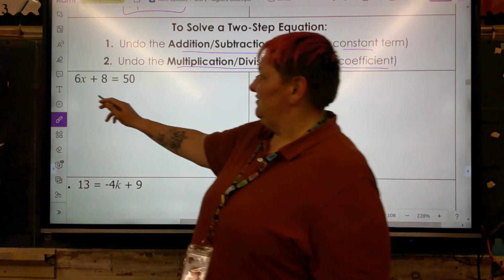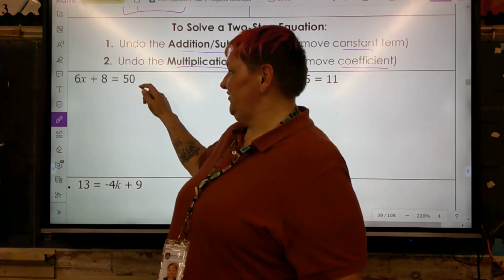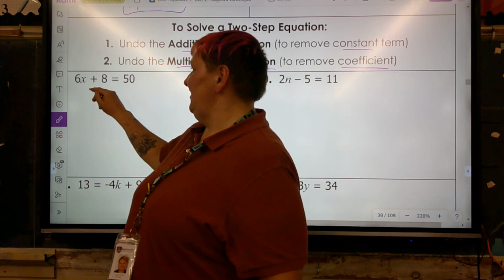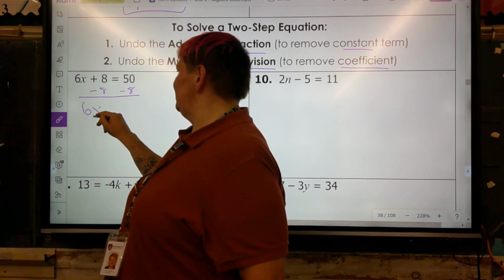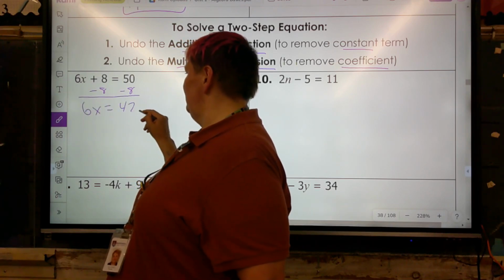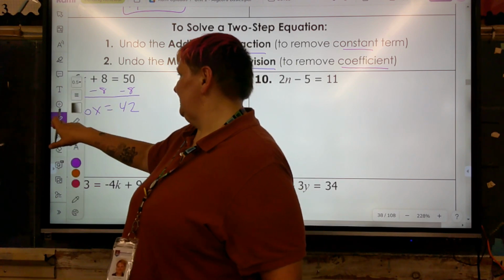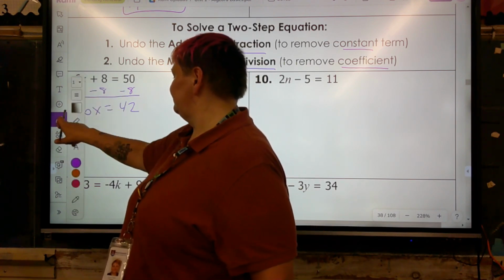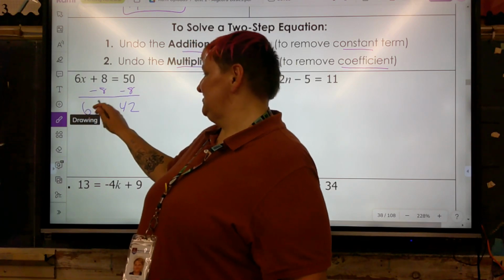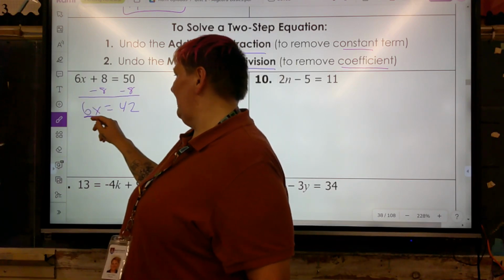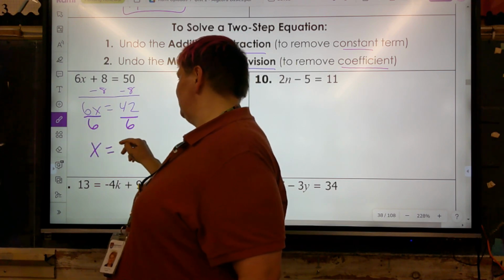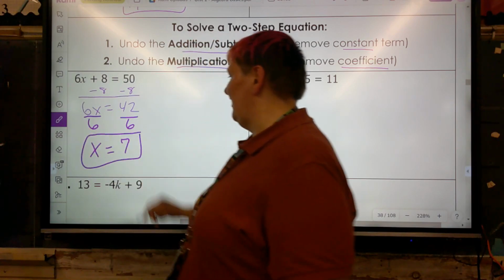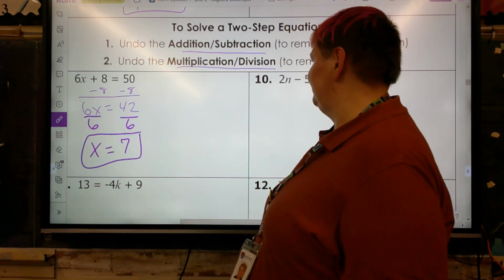So, 6x plus 8 equals 50. It's a positive 8, so we're going to subtract 8 from both sides. We're left with 6x equals 42. Now we're left with 6 times x, so we're going to divide both sides by 6. We're left with x equals 7, because 42 divided by 6 is 7.